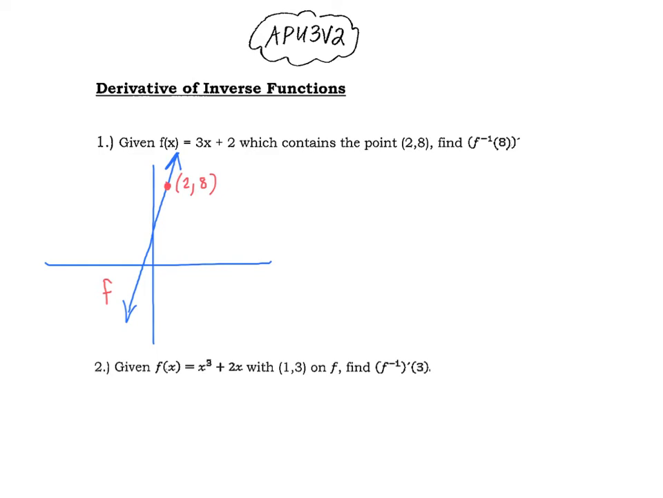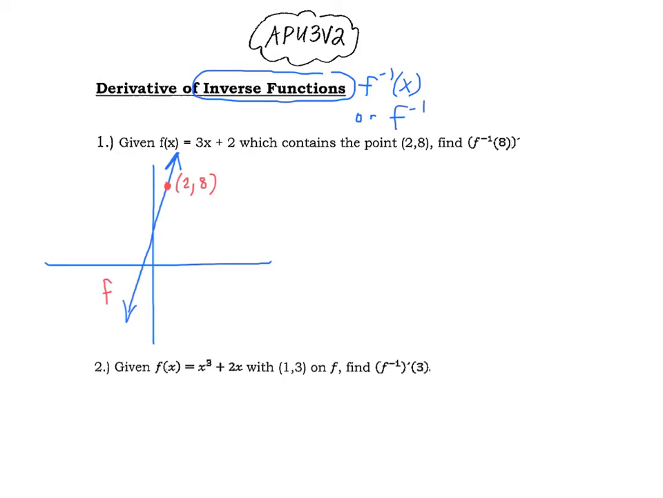Alright, we're looking to find the derivative of inverse functions in this video. If we're talking about an inverse function, recall from last year we used this notation to represent an inverse: f raised to the negative 1. So f inverse is the way we say that. Sometimes we'll just write it like this without the x.